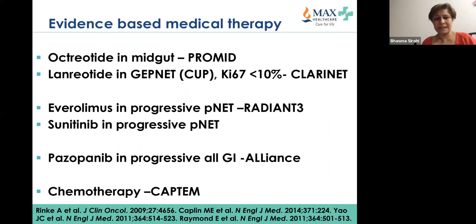The evidence-based medical therapies are summarized on these slides, and I'll talk about this. Octreotide in midgut tumors, you have the PROMID trial. I think if you're exam going, you must know at least the names of the trials and what the outcome was, what the progression-free survival was, because it helps you talk to the patients better in the clinic as well, if you know the progression-free and the overall survival.